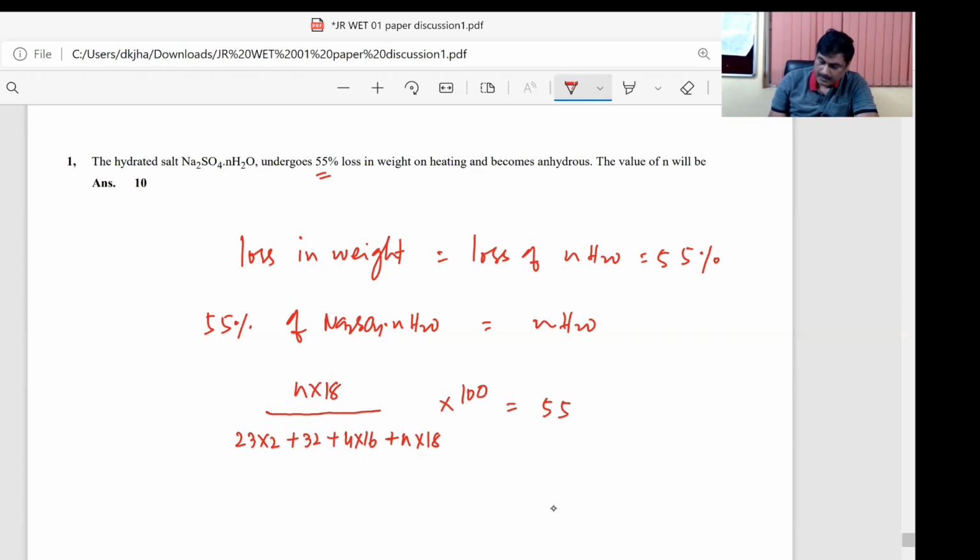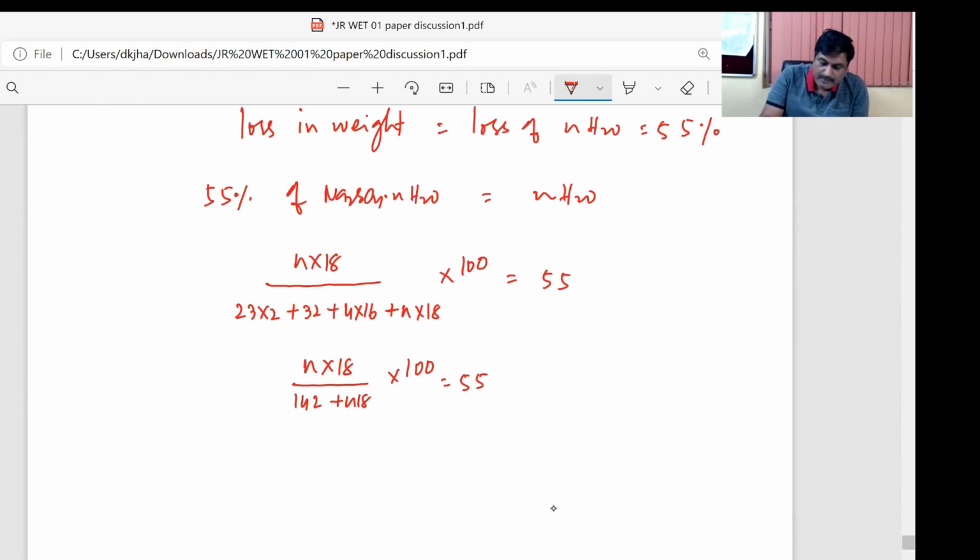How much is it? 23 into 2 is 46. 46 plus 32 plus 64 is 142. Okay. So n into 18 divided by 142 plus 18n, into 100, is equal to 55. Okay, we'll do this one. We'll calculate the value of n.